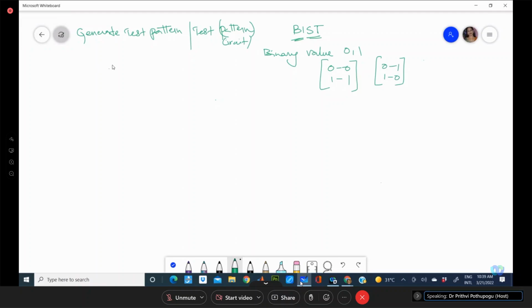Yeah, this test pattern has to be mapped with your circuit which is under test, and something like a comparison element.